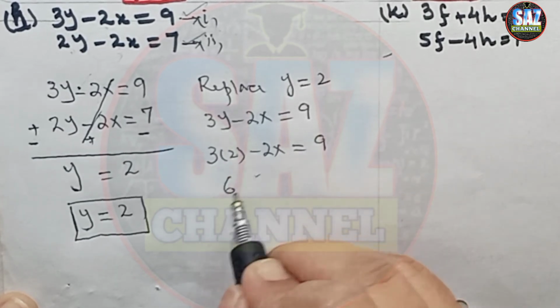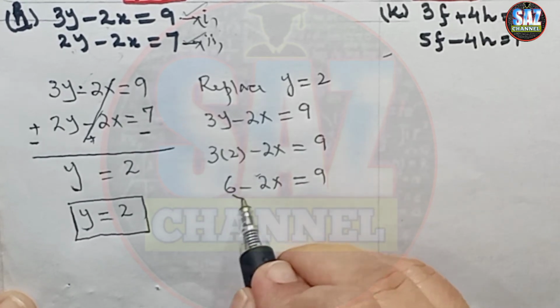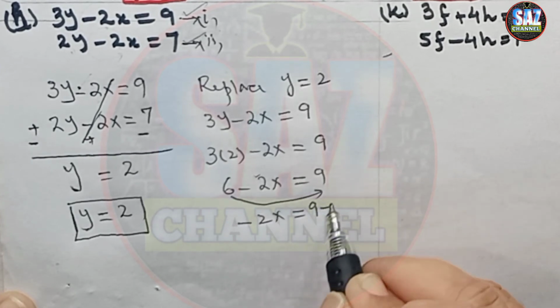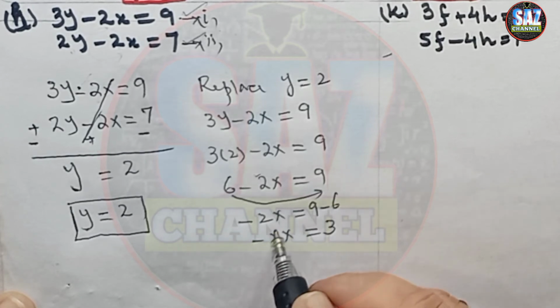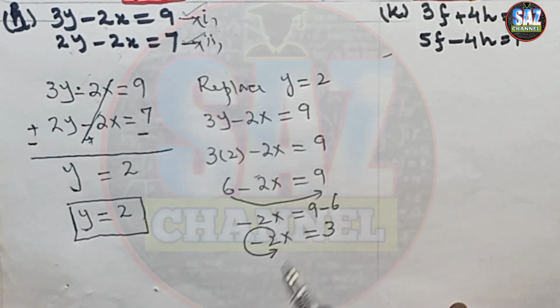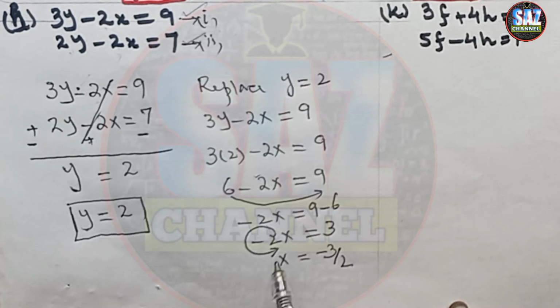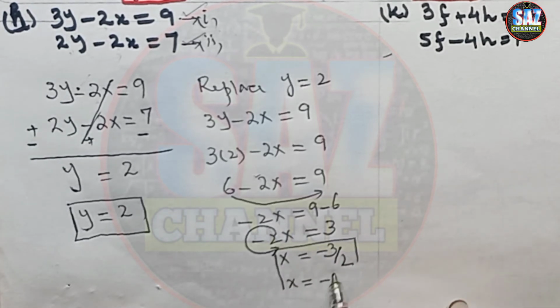3 twos are 6, minus 2x equals 9, and shift this 6 to the other side. Minus 2x is equal to 9 minus 6, minus 2x equals 3. Again shift this 2, which is a coefficient, to the other side with minus sign. x equals minus 3 by 2. So the value of x is minus 3 by 2, or minus 1 whole 1 by 2.